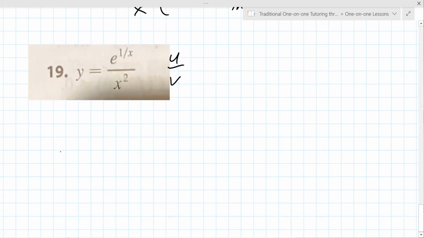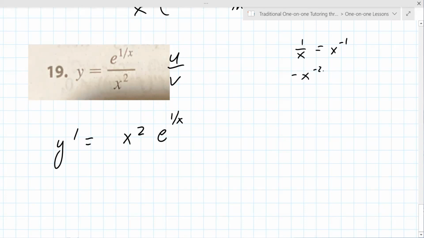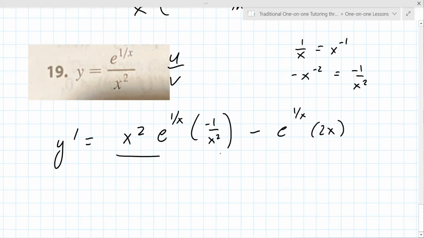So your derivative here is the bottom times the derivative of the top. The derivative of e is itself, but then there's this chain rule. So 1 over x is x to the negative 1. So its derivative is negative x to the negative 2, which is better written as negative 1 over x squared. Although you could leave it like that, but it's your choice. Minus the top times the derivative of the bottom. The derivative of x squared is 2x all over the bottom squared.